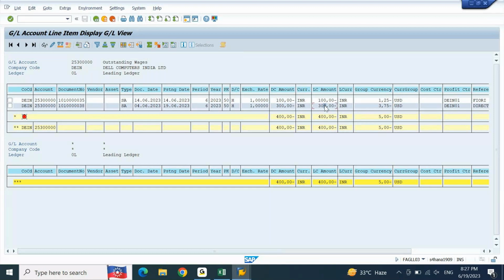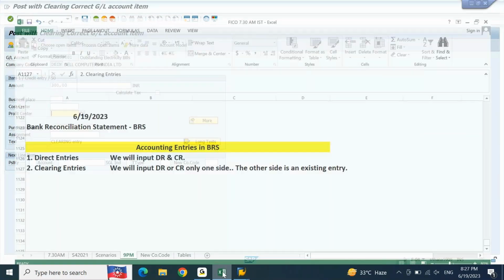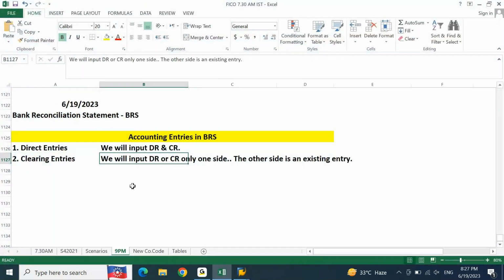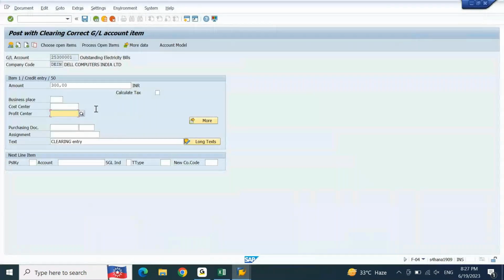Now first let's understand this existing 300 is sitting in this GL account. Copy this GL account. After giving the offsetting account in your posting, either debit or credit, only one side. That is what we have given. We will input debit or credit, only one side. Here we have given only one side, which is only credit. Correct? We have given only the credit side.